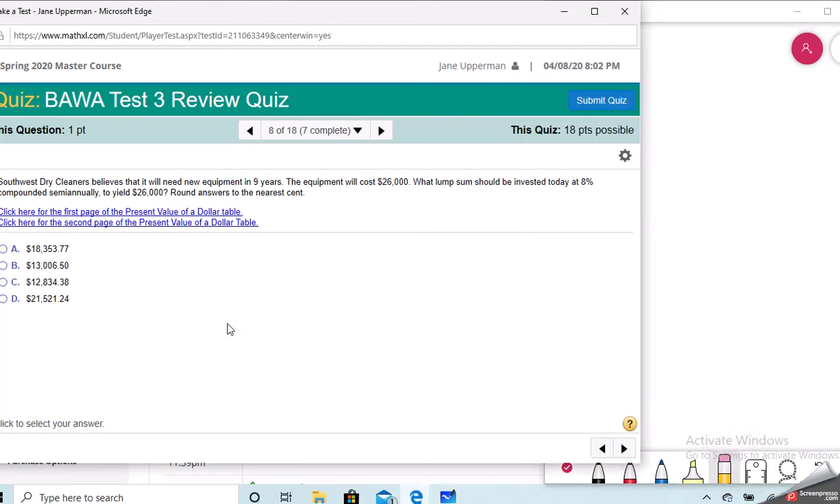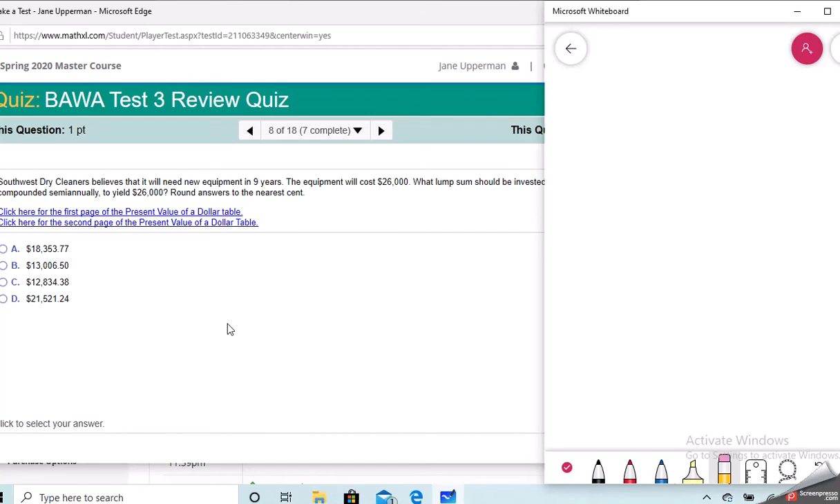Okay, so then we come over here. Southwest Dry Cleaners believes that it will need new equipment in 9 years. The equipment will cost $26,000. What lump sum should be invested today at 8% compounded semi-annually to yield $26,000?